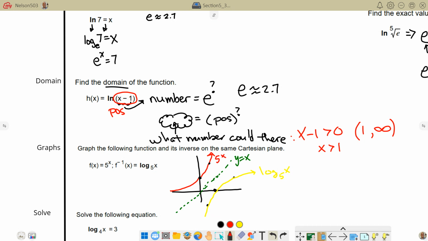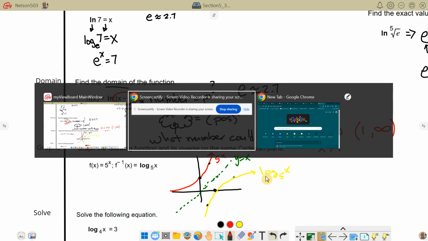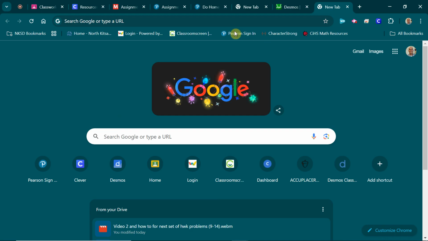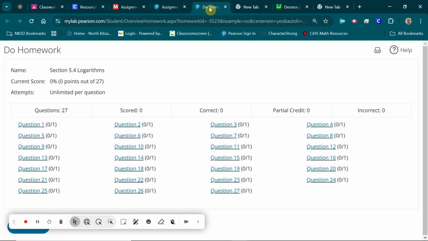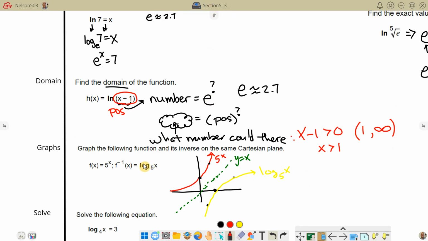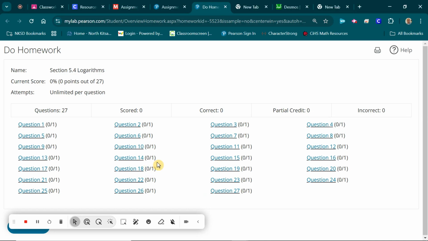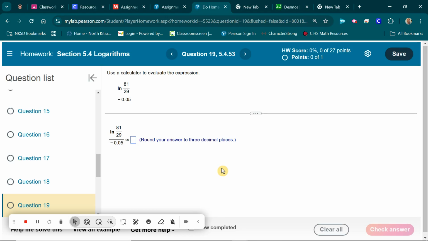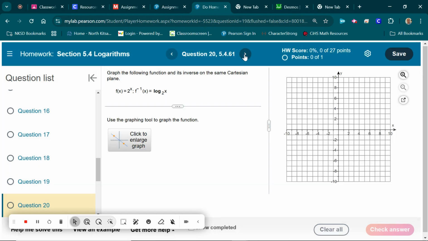Now I wanted to show you how to use the little app. So I'm going to jump over to our assignment, and I'm going to pick one of those problems that we're talking about right here. I believe it's going to be number 19. So let's see if that's true, where they ask us to graph this. Dang it, that's not it. Okay, so let me go a little further. Here we go. This is number 20. All right, so how do we graph these guys?